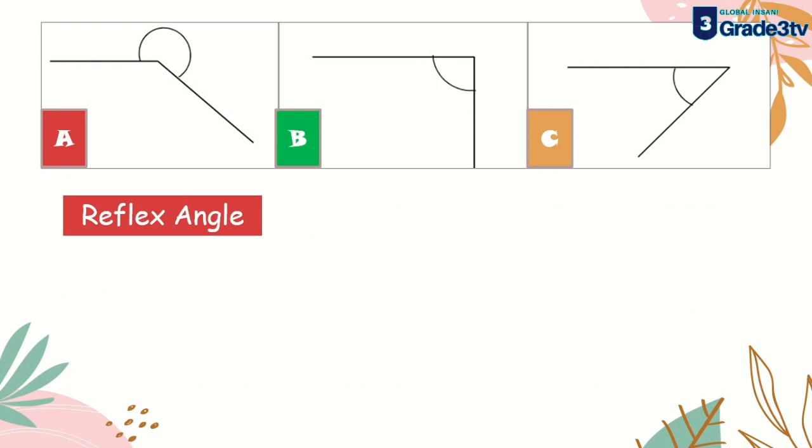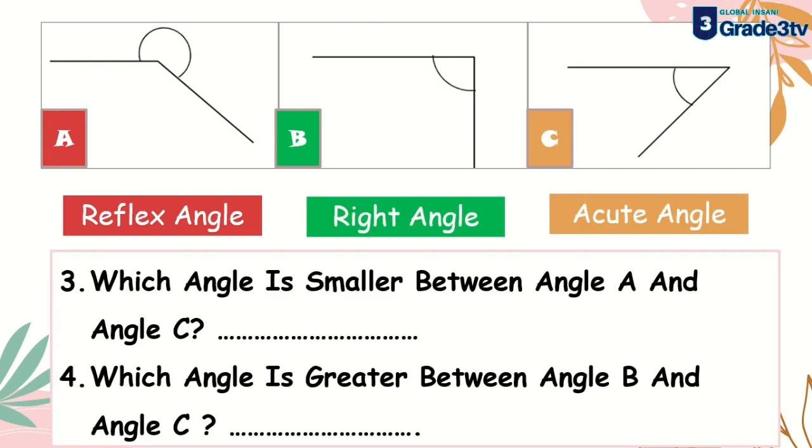And then, which angle is smaller between angle A and angle C? Where is the smaller? A or C? Yeah, it's angle C.